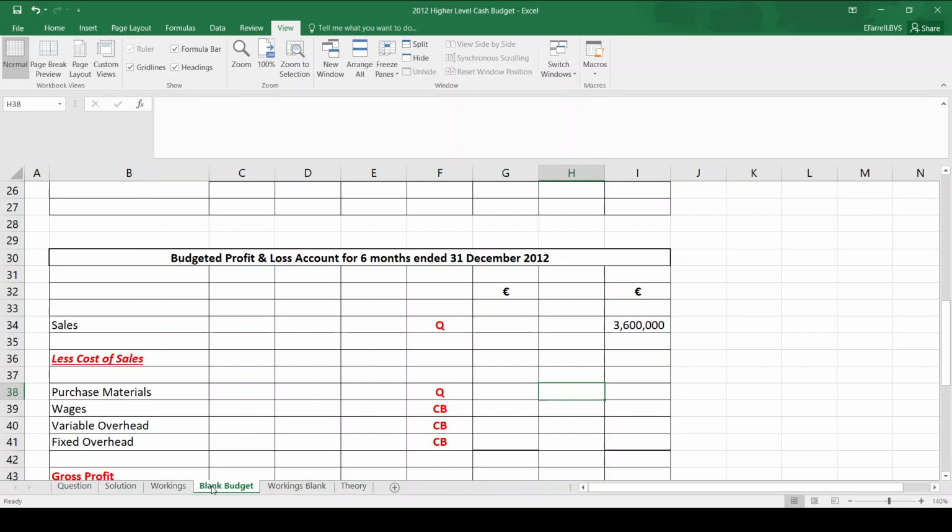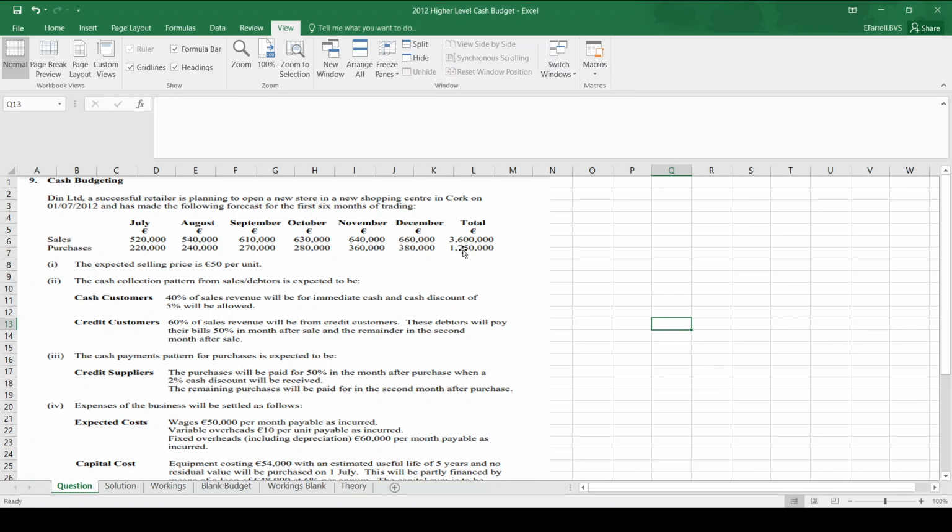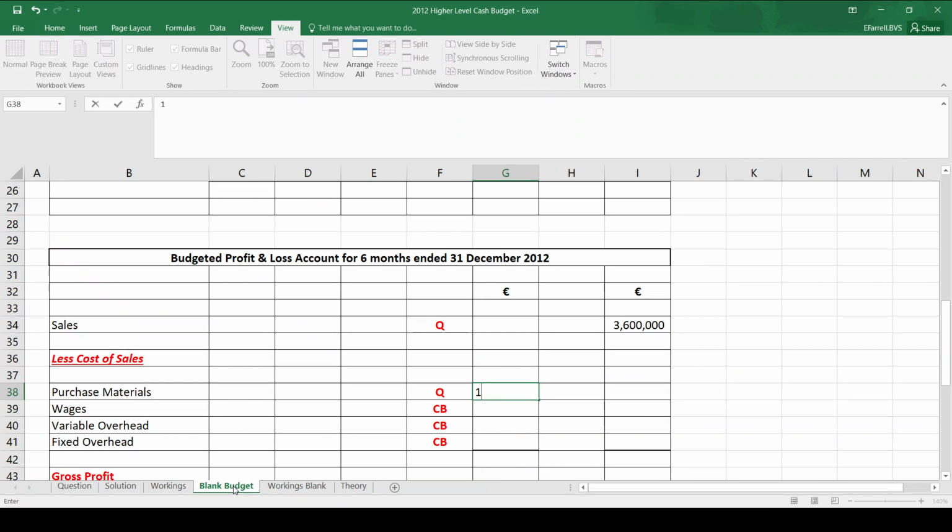Now I have to take away my cost of sales. So my cost of sales, first thing that's going to go here are purchases, which is 1,750,000. Again, that's total first. Again, I'm not taking the receipts or the payments figures from the cash budget, because what goes in the P&L is what we actually sold or actually purchased, not the money we got in for sales or the money we paid out for purchases. So they will not be the same as the cash budget above.